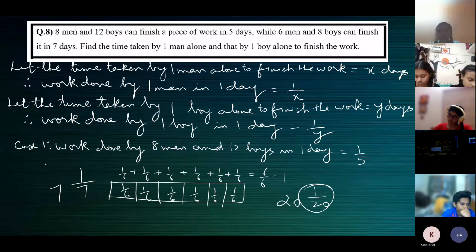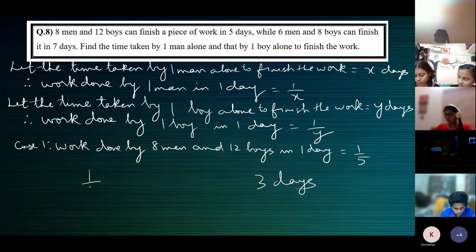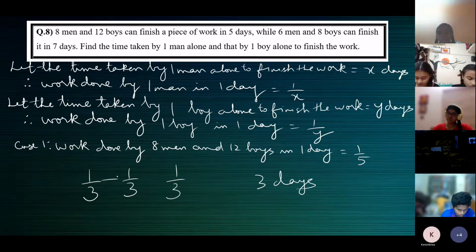So supposing you can finish a piece of work in 3 days. That means today you do 1/3, tomorrow 1/3, day after 1/3. So 1/3 plus 1/3 plus 1/3 is 3/3, which is 1. You finish the full work.